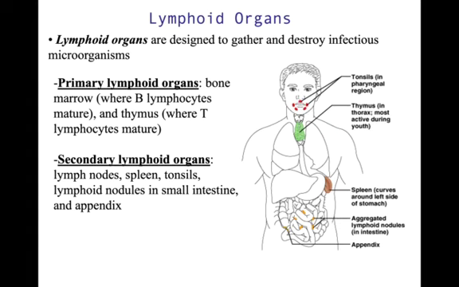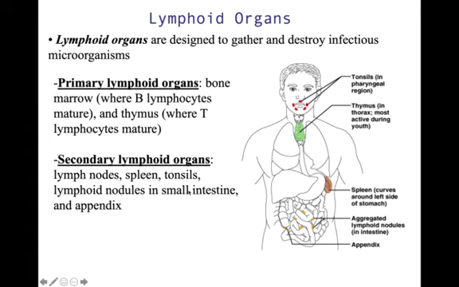So lymphoid tissues are found where? They're found in lymphoid organs. Lymphoid organs are designed to gather and destroy infectious microorganisms. You have what are called primary lymphoid organs, and you also have secondary lymphoid organs. The primary is where immunocompetence occurs. That's your red bone marrow, where B cells are produced, and your thymus, where T cells gain immunocompetence. We talked about those two.